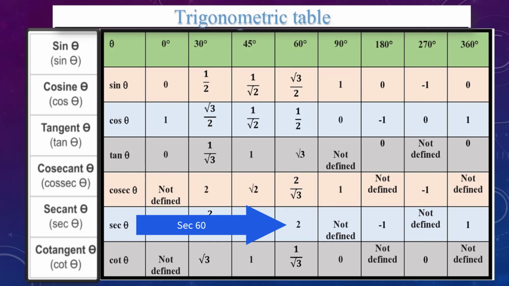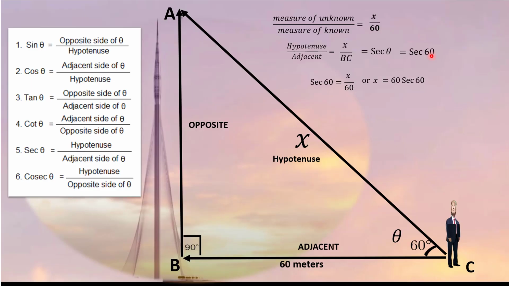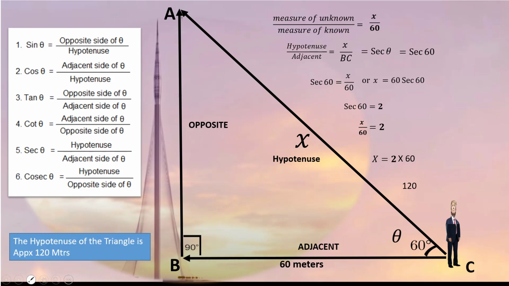As per the chart, the secant 60 degrees is equal to 2. So x over 60 is equal to 2. Hence x equals, here x equals the hypotenuse. So x or hypotenuse equals 2 times 60, that is 120 meters. So how big is the rope? It is 120 meters.